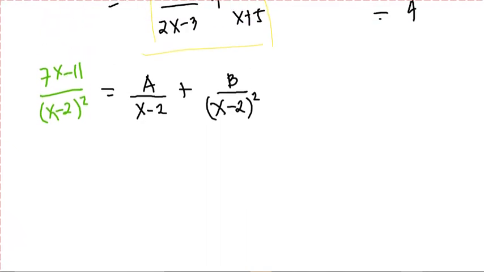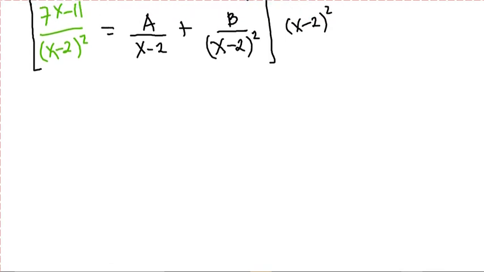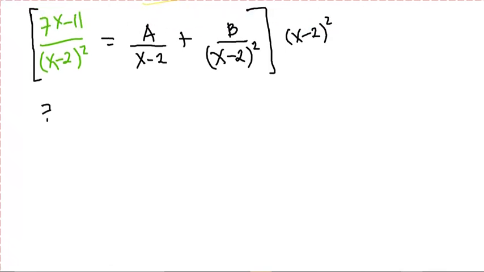So take note that if our equation is in this form, we cannot use the cover-up method. So what we will use is algebra. To perform this using algebra, we need to multiply x minus 2 squared to the whole equation. So this will be equal to 7x minus 11 is equal to a times x minus 2 plus b, which remains as our second term.